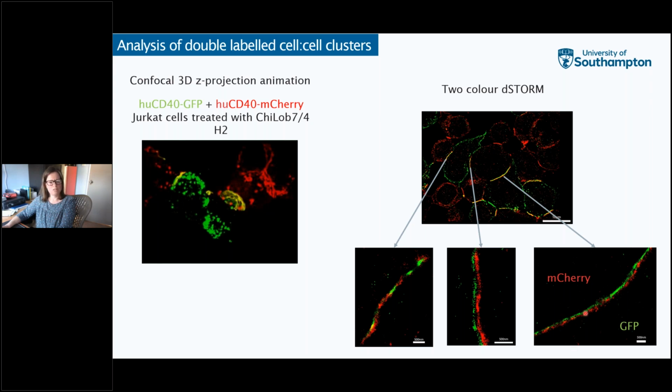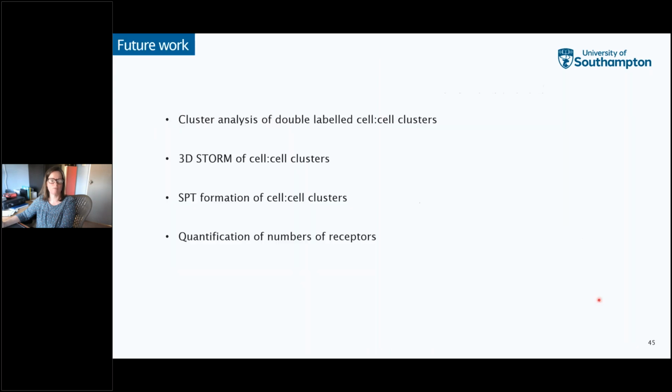And also we seem to get what looks like flipped membranes, where this is the GFP cell on this side and this is mCherry. So it looks like the membranes have been flipped. And so what we want to look at with this is to do some 3D STORM of these cell-to-cell clusters to see what's happening with these membranes that look like they've been flipped.